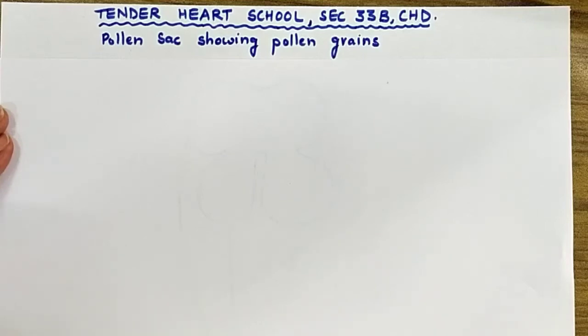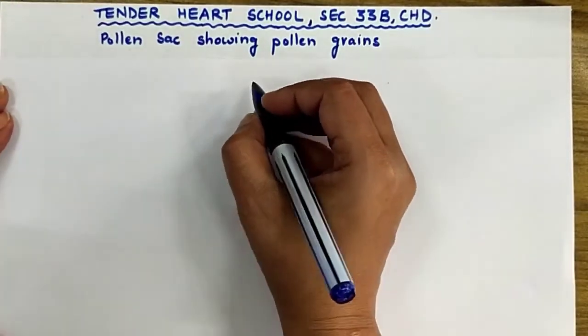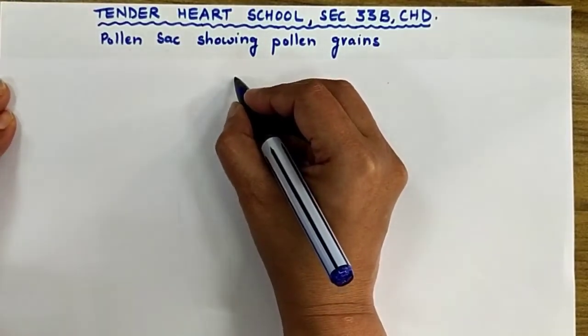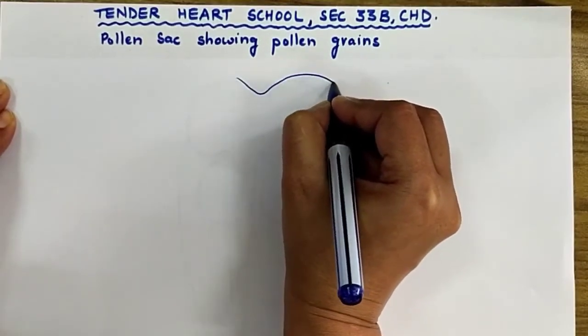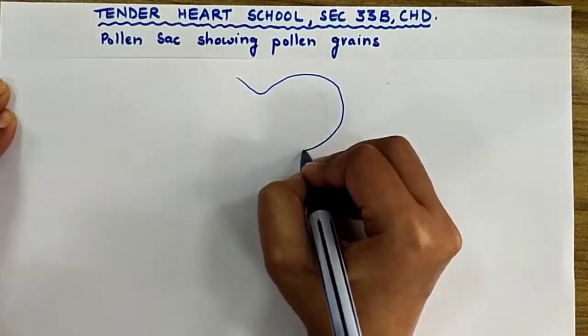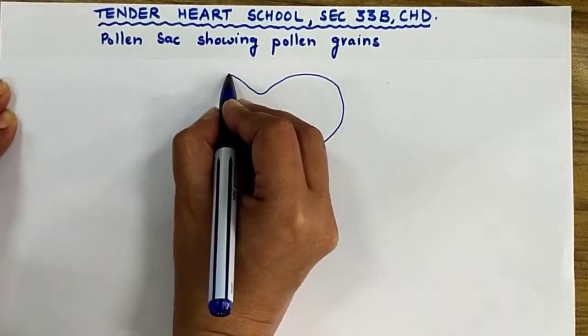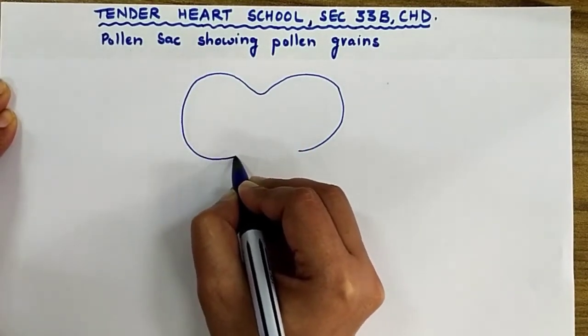Morning students, today we will learn how to draw the pollen sac showing the pollen grains. You know the male gamete is contained in the anther. Anther, which is the part of stamen, right? So we are making the structure of stamen.